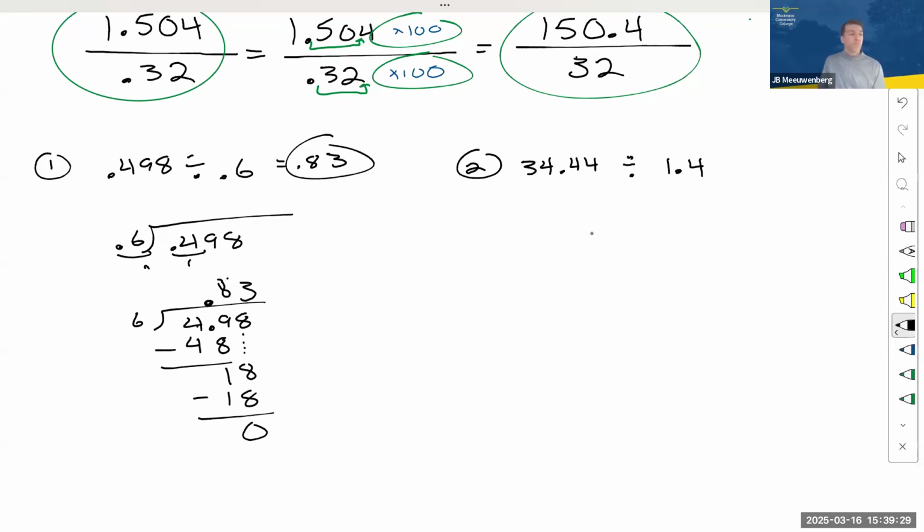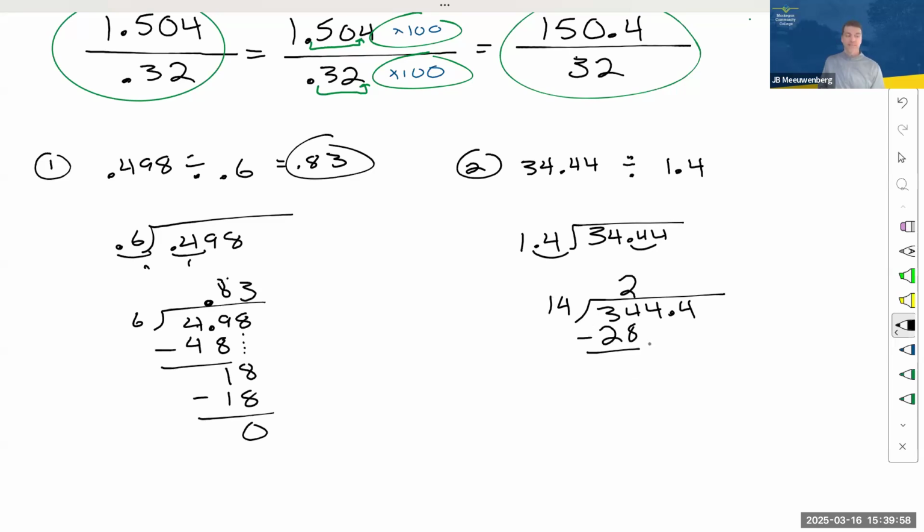For the next one, we have 34.44 divided by 1.4. Again, we're going to move our decimal point one spot to the right in both numbers, giving us 344.4 divided by 14. 14 goes into 34 twice. Make sure you put your 2 exactly over the last digit in the number you were dividing into. 2 times 14 is 28. Subtracted from 34 is 6.